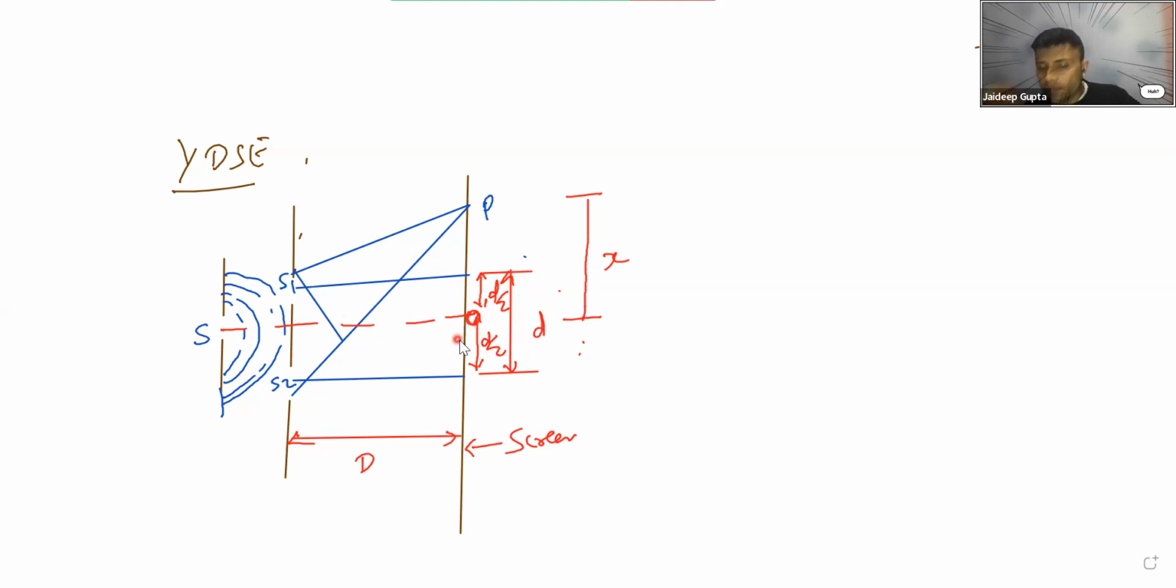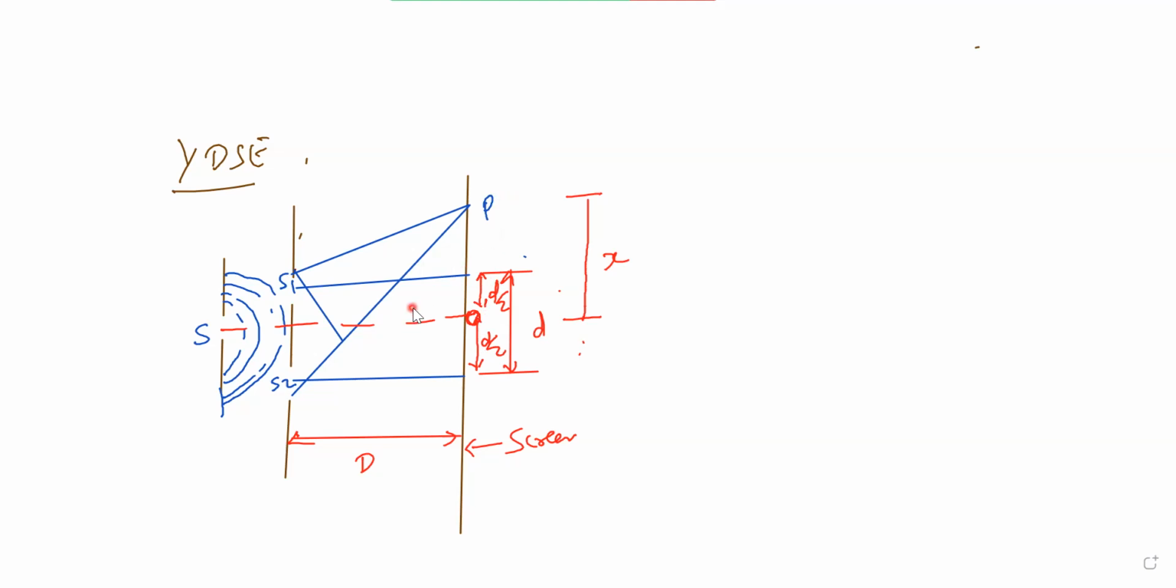Do you know, last time I told you about YDSE, there are two types of interference, constructive and destructive interference. Where constructive interference happens, you'll get a bright spot. And when destructive interference happens, you get a dark spot. So this is a central bright. It means you get a bright spot. Then the next bright spot, at point P, you'll get after this. All right, Nafisha. Yes, sir.